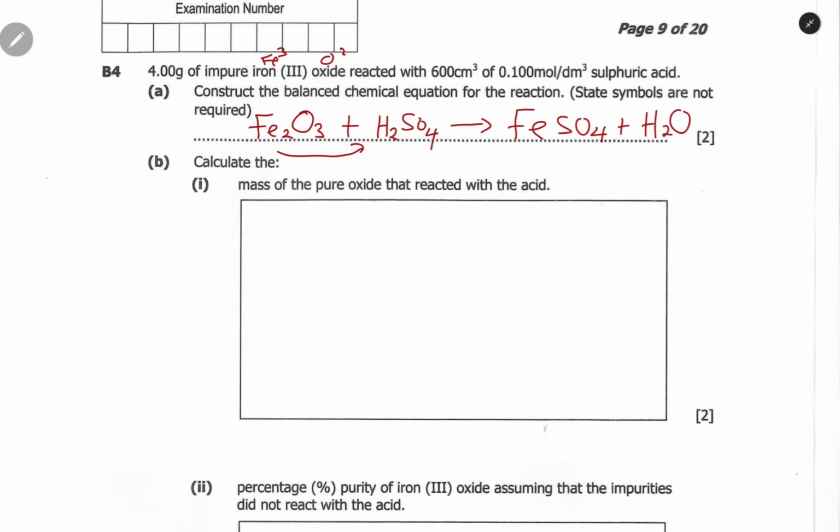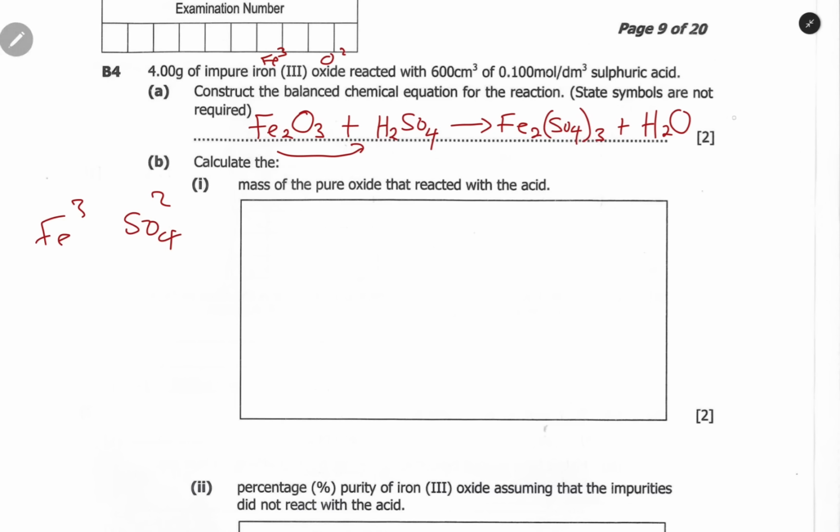Now, this is iron 3, so iron has a valence of 3, and sulfate as a radical has a valence of 2. So we are going to have Fe2(SO4)3. That is the salt that you're going to produce, and water.